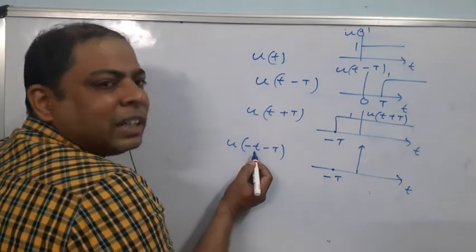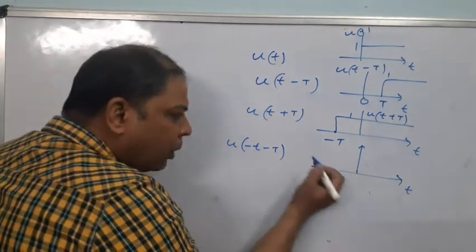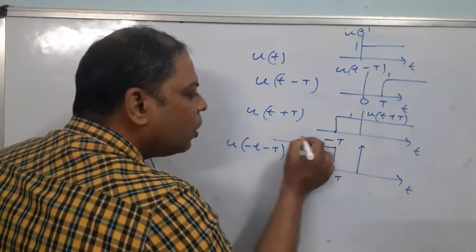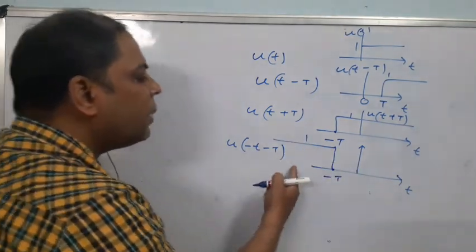Now this is a folded signal. Folded signal means after folding, the signal is shifted towards the left, not towards right. So this is your one, you can say. This is u(minus t minus T).